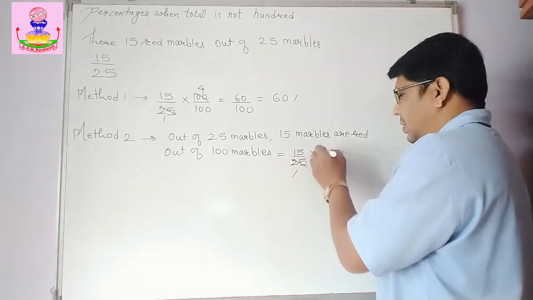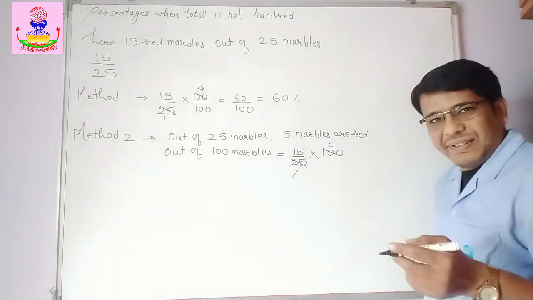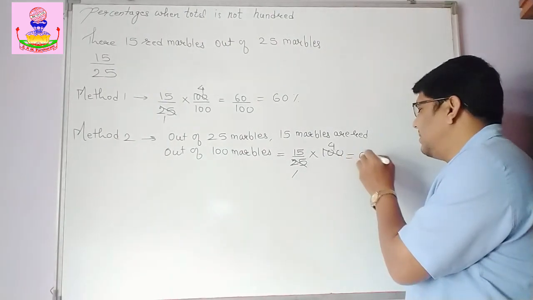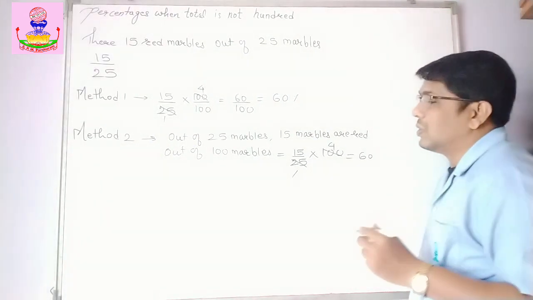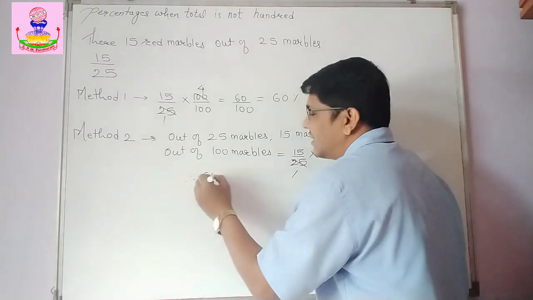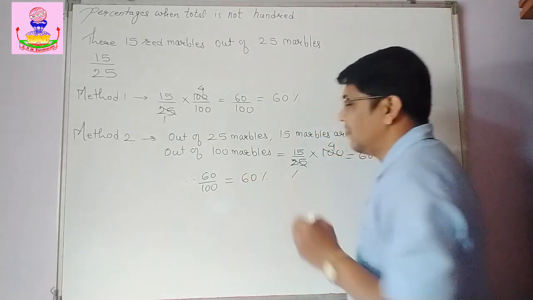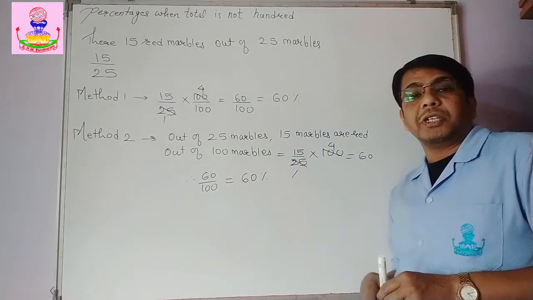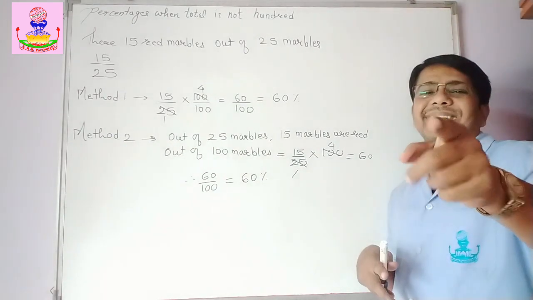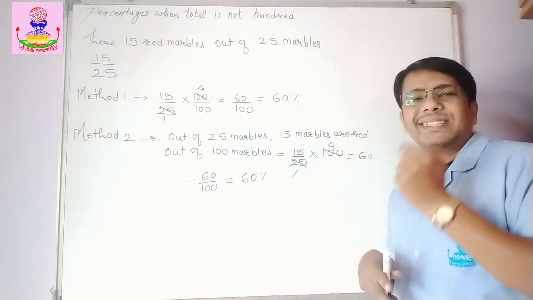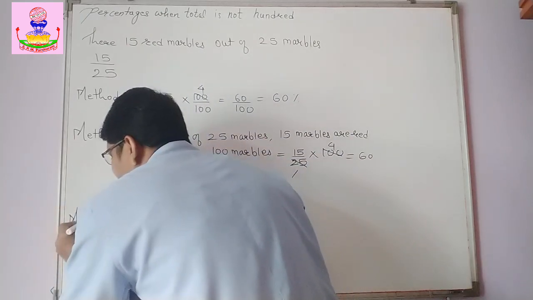Okay, so 25 on the 25, 25 4s are 100. Do you get it? So that means 60 marbles. 60 marbles are red. Okay, so that is therefore 60 out of 100. That means what? 60%. That is what Gayatri Phadke said. Now, which is this method? Oh, yes, exactly. Unitary method. This is unitary method. Okay, then method 3.